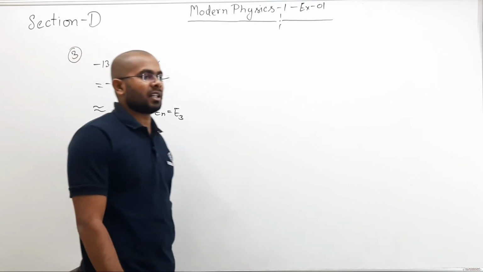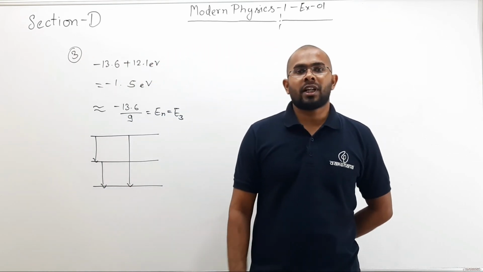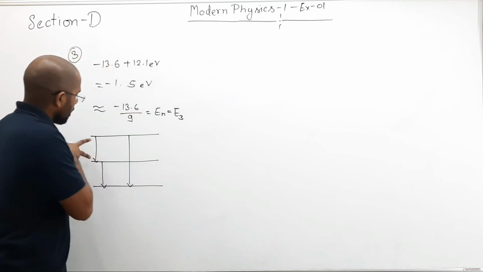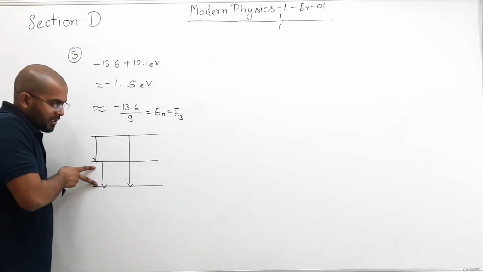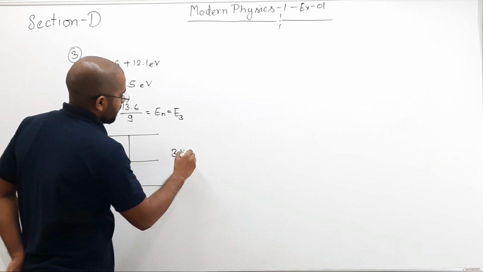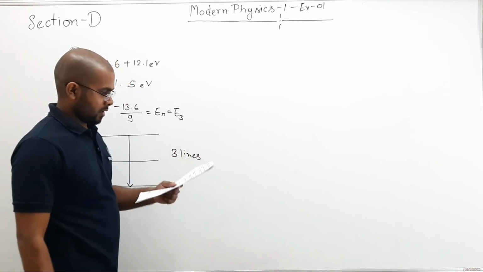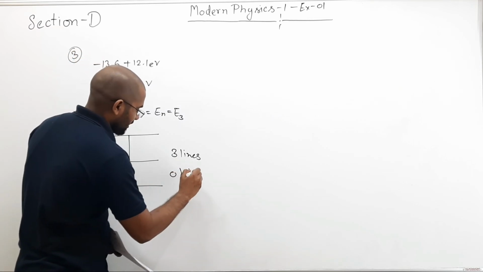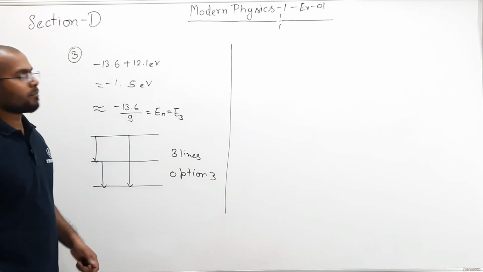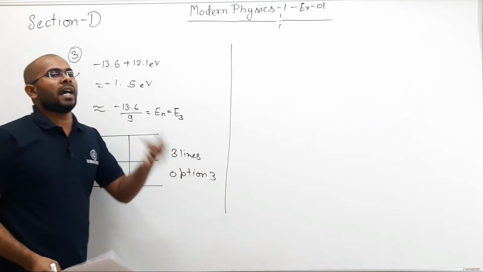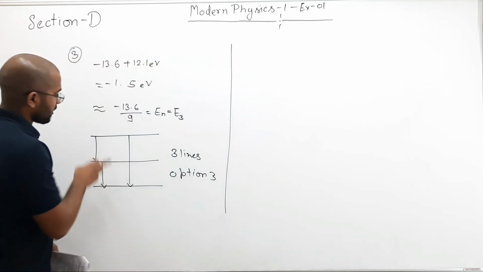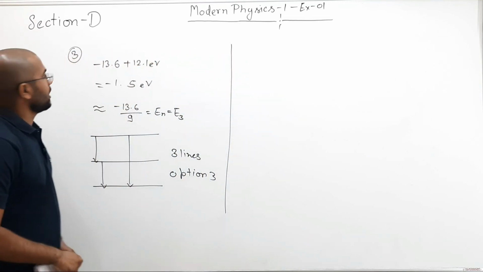So how many spectral lines are possible? What is the possible spectral lines? In the spectrum, how many lines we can observe? We can observe either this energy or this energy or this energy from third to 1. So total 3 spectral lines are possible. So your option is also 3. So option 3 is the correct choice. So in questions like this, simply find out in which final energy state your electron is. And from that final state, you can make the jump to the ground state. So there are 3 possible ways.